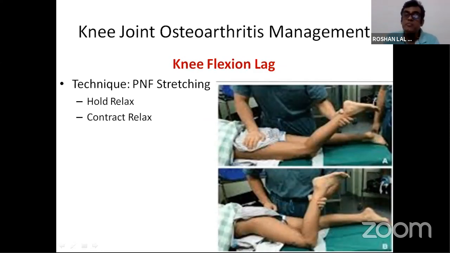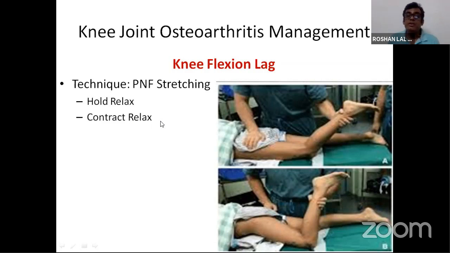contract relax exercise. Hold relax is generally given to the patients where there is severe muscle spasm or like DOMS. So hold relax is more effective in DOMS. But in patients with knee joint osteoarthritis, contract relax exercise is very effective, and this is a PNF stretching technique. To perform this technique, suppose flexion is limited. This is 45 degrees, and beyond 45 degrees, the patient cannot flex the knee joint. When we flex the knee joint passively, there is pain in the knee joint.